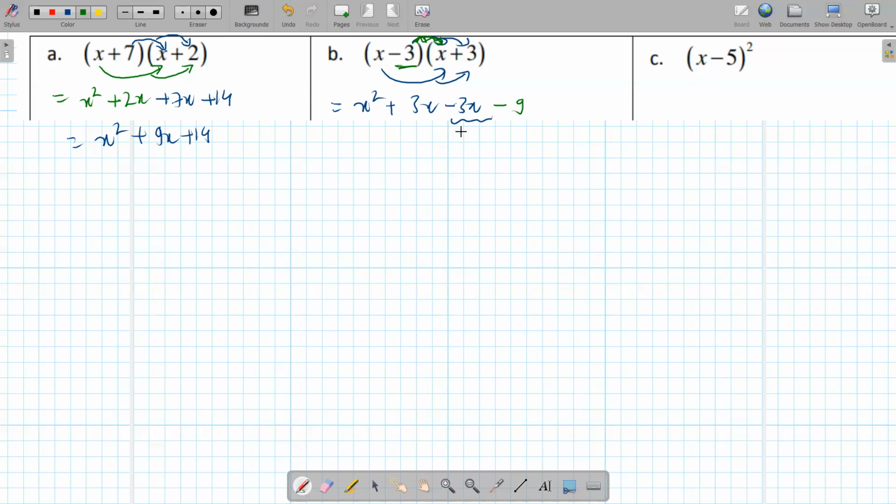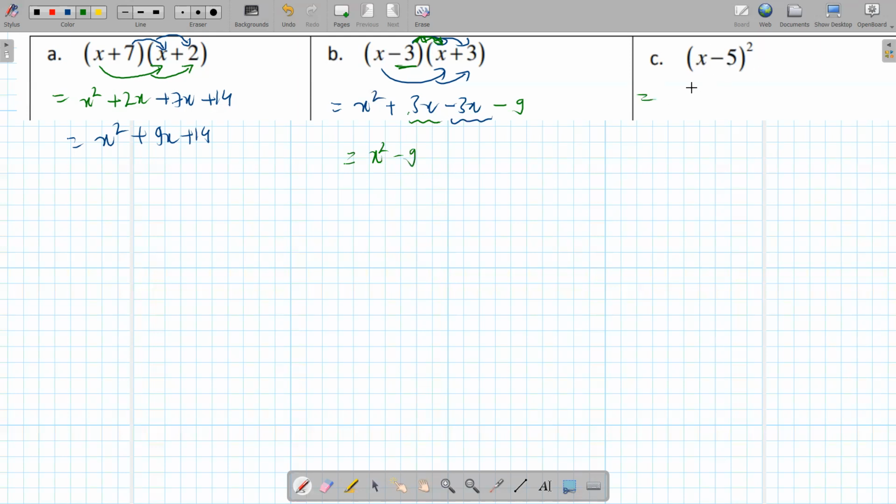Are there any like terms here? The 3x. So what's plus 3x minus 3x? It's a 0. They cancel each other out. So you're just left with x squared minus 9.